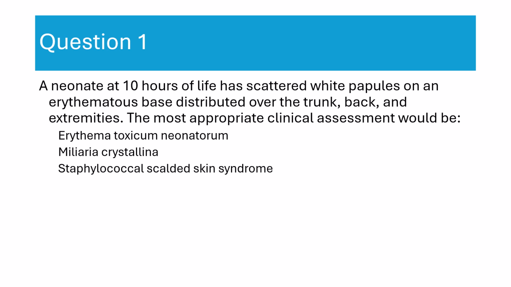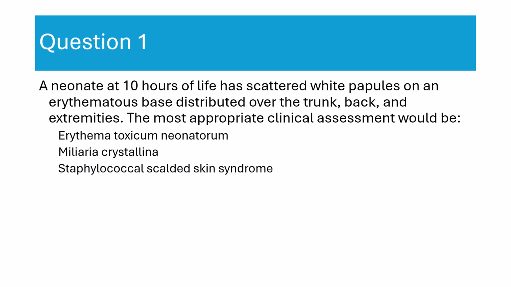This question is testing your knowledge of common skin findings in the newborn and the ability to distinguish between normal variants and pathological conditions. Erythema toxicum neonatorum is correct because it presents as white or yellow papules and vesicles on erythematous bases, typically appearing in the first 24 to 72 hours of life, and commonly distributed on the trunk, extremities, and face. It's a benign, self-limiting condition requiring no treatment.